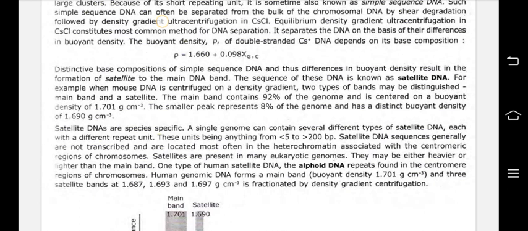For example, when mouse DNA is centrifuged on a density gradient, two types of bands may be distinguished: a main band and a satellite. The main band contains 92% of the genome and is centered on a buoyant density of 1.701 gram per centimeter cubed. The smaller peak represents 8% of the genome and has a distinct buoyant density of 1.690 gram per centimeter cubed. So satellite DNAs are species specific.